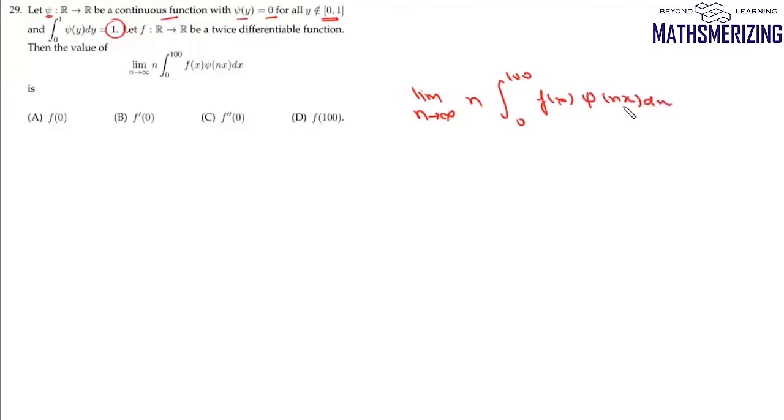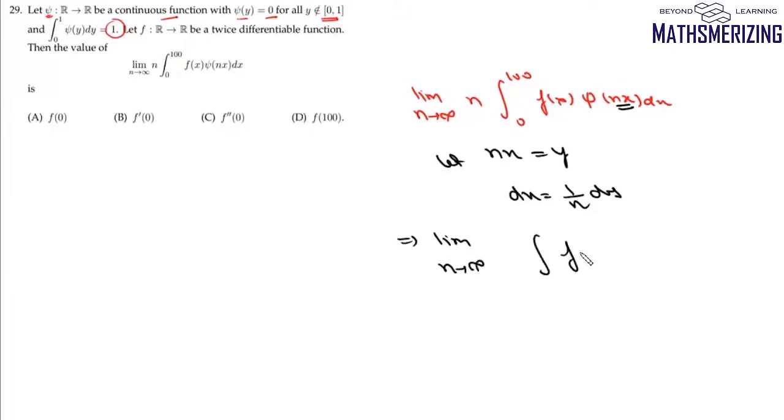Now what we'll do is we'll use substitution to make it some y. So we'll take let nx equals y, then dx is nothing but 1 upon n dy. So we can write this limit as limit n tends to infinite, and then n dx is dy. So it will be f(y/n) psi(y) dy, and then this integral from 0, and then when x is 100 it will be simply 100n.